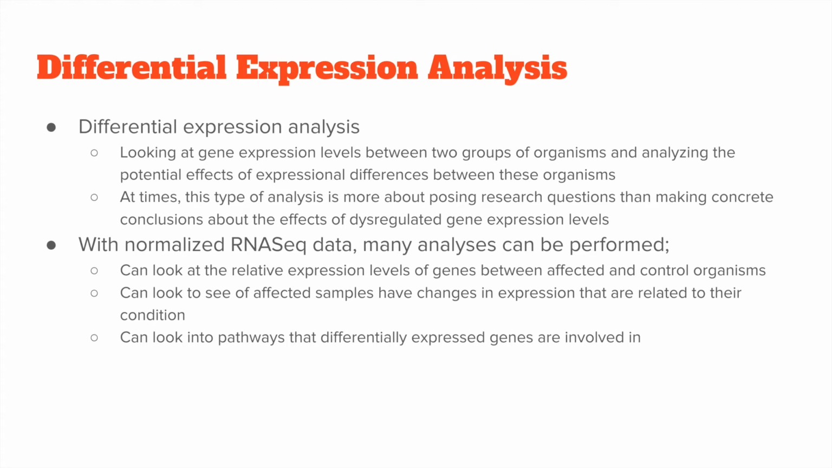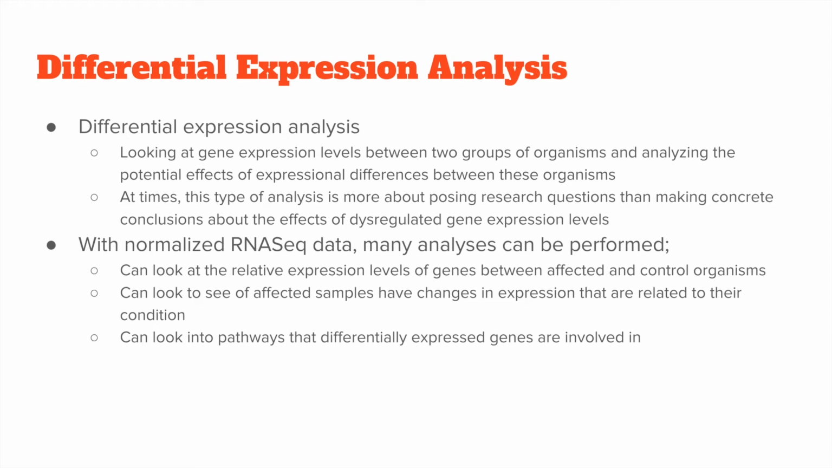This analysis entails comparing the expression levels between two groups of organisms to extrapolate potential effects of the differentially expressed genes between these two groups of organisms. At times, this is a very hypothetical and theoretical form of research because with only data on the differential expression of genes, only so much can be truly known about what's going on within the cells. Using these differentially expressed genes, we can make educated assumptions on how these genes are affecting the symptoms of a disease that is observed within an organism. With normalized RNA sequencing data, many analyses can be performed.